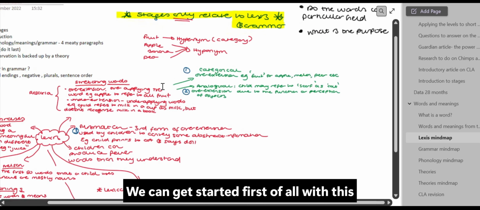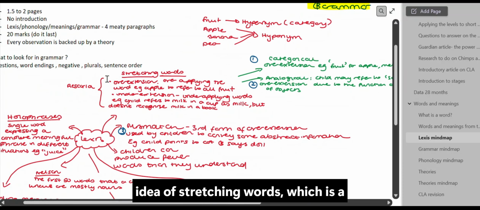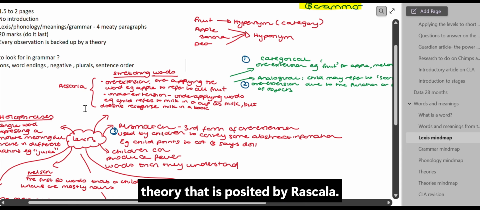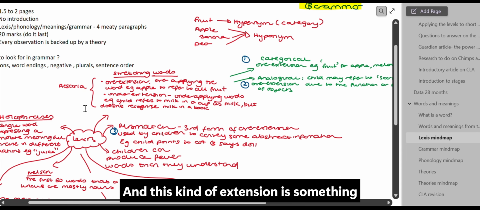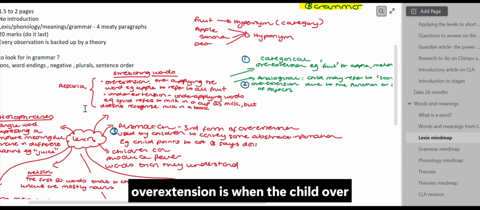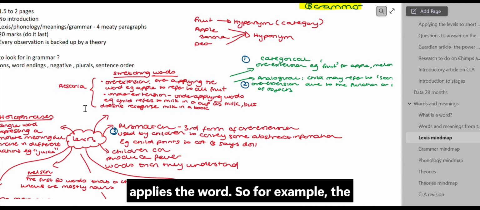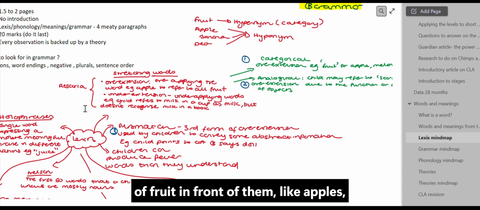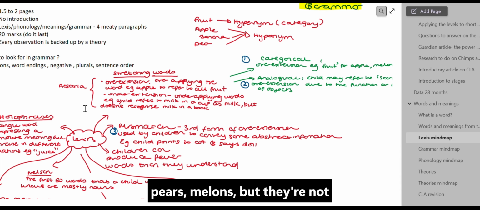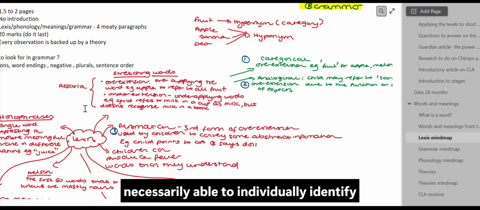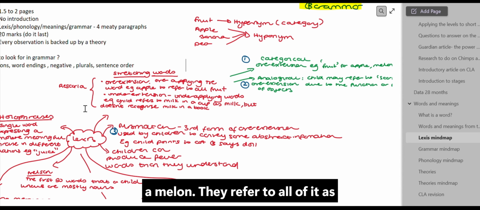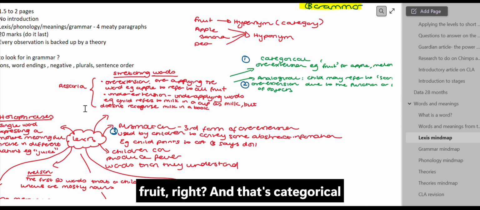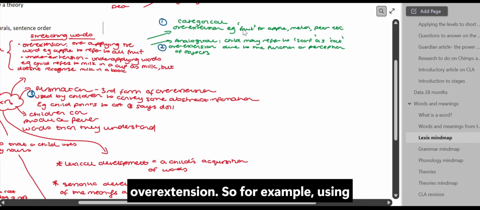So we can get started, first of all, with this idea of stretching words, which is a theory posited by Rescorla. Overextension is when the child over applies the word. For example, the child might have lots of different types of fruit in front of them, like apples, pears, melons, but they're not able to individually identify this is an apple, this is a pear, this is a melon. They refer to all of it as fruit, right? And that's categorical overextension.